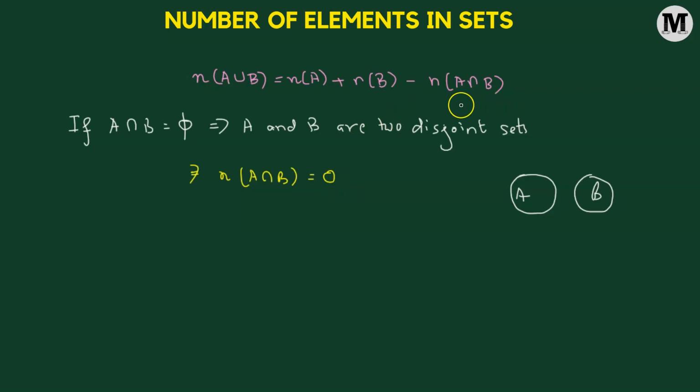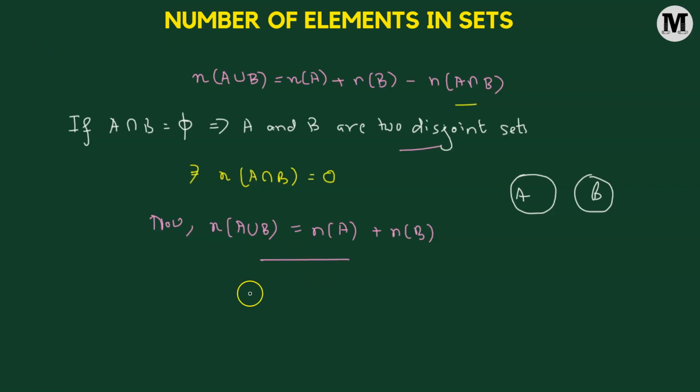Now if this is 0, then our new formula is going to be N of A union B. That means the total number of elements in A union B is simply going to be the sum of the elements in A added with the sum of elements in B. So N of A intersection B is going to be 0. So this only holds true if the two sets are disjoint. That means there is no common element between the two sets.